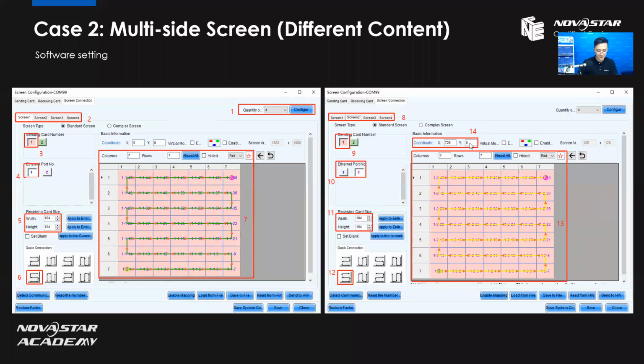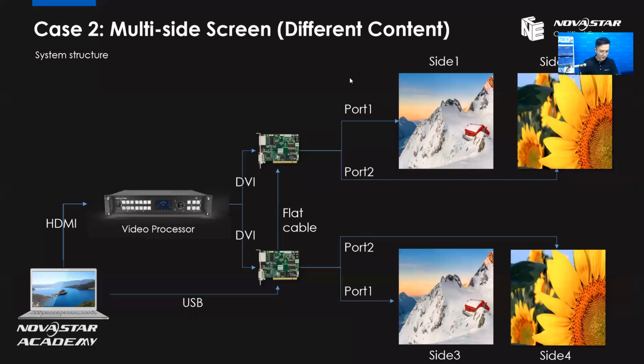I'm not sure that any one of you already know the answer why I set the coordinate size as 728. So I give you the answer, because like I mentioned here, we want to show different content. Like here, side 1 is showing this content, side 2 is this content, but they're using the one sending card. But this and this is same, right? So now we need to change the coordinate to make the video source be different. All right, I hope you can get my answer.